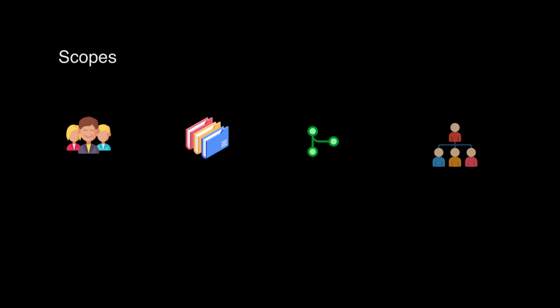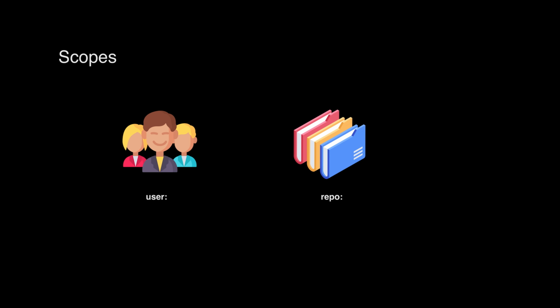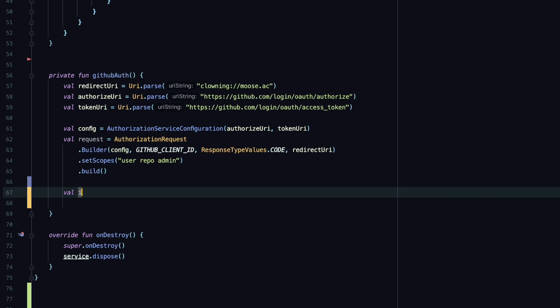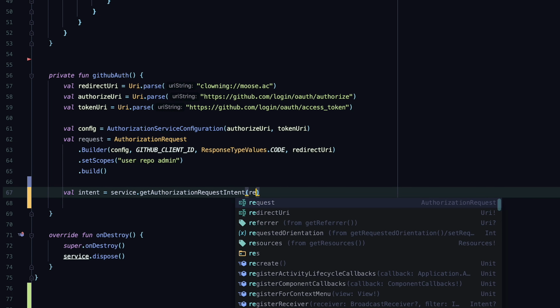We can also set scopes for this request. Scopes are a mechanism used to limit what an application can access. For example, GitHub has data about users, repos, issues, organizations, and so on. So to specify what you can access, GitHub specifies scopes for each set of data. In our application, we only want the user and repo data, so those are the only scopes that we will specify. Using our authorization request, we can get an intent that can be launched with start activity for result.